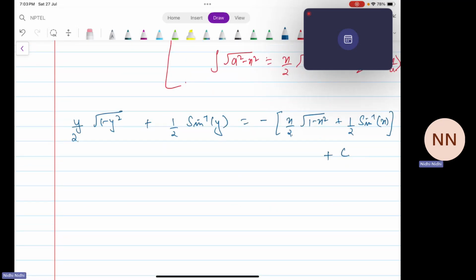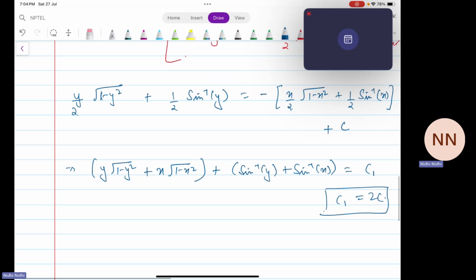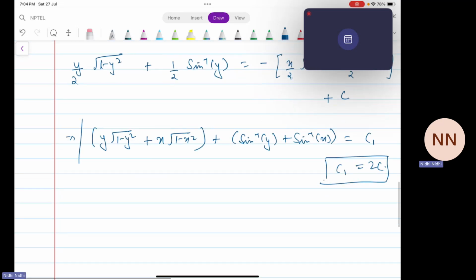So simplifying it, we get y root 1 minus y square plus x root 1 minus x square plus sin inverse y plus sin inverse x is equal to some constant c1, where basically c1 is equal to 2 times c. So this gives us the solution.